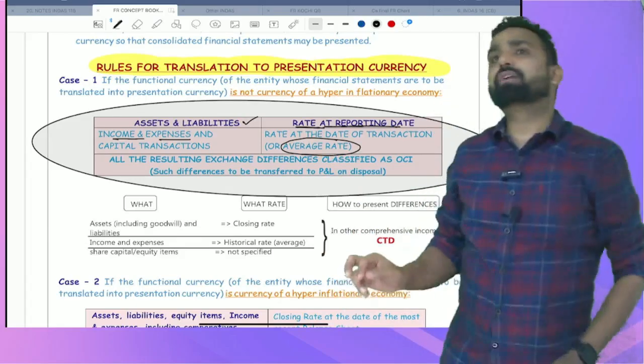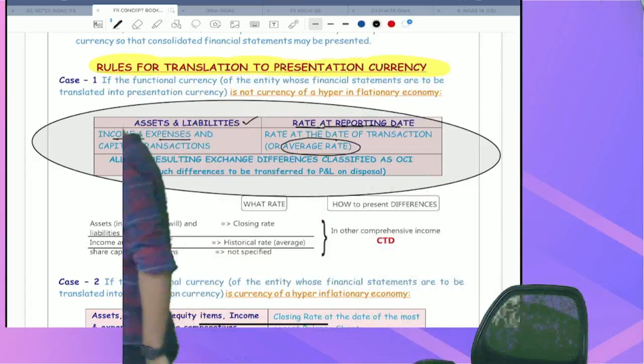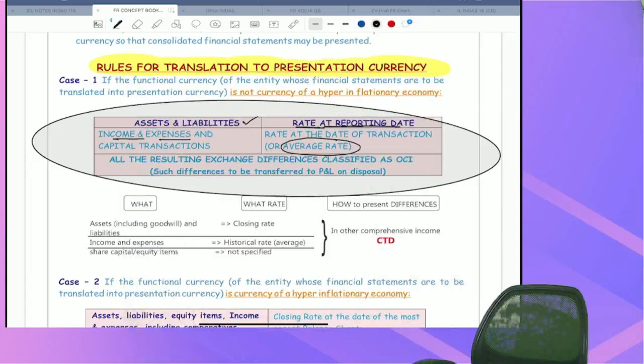Basically, that trick depends on the CA Intermediate part. Do you remember the foreign branch chapter? Integral, non-integral. All the rules of non-integral operation are here. These are the same.